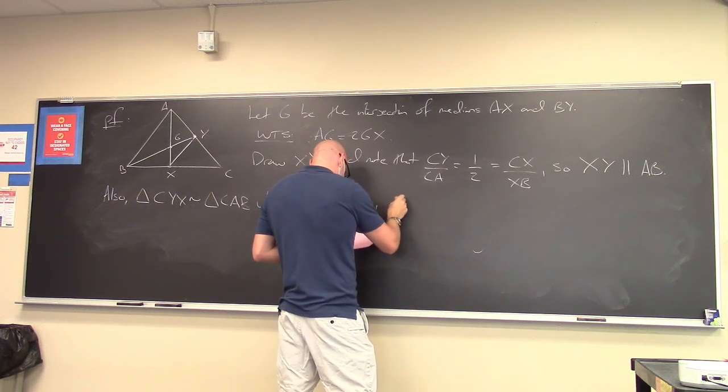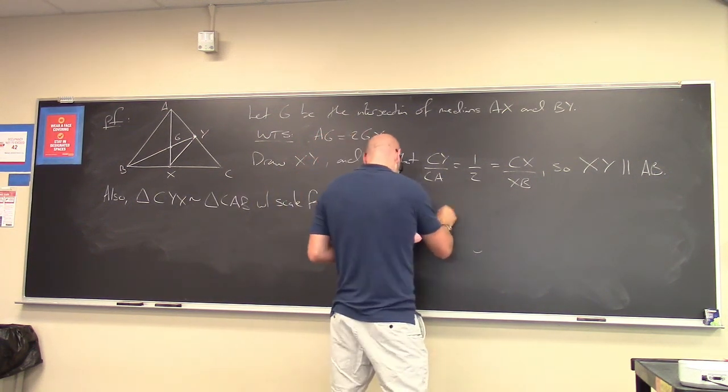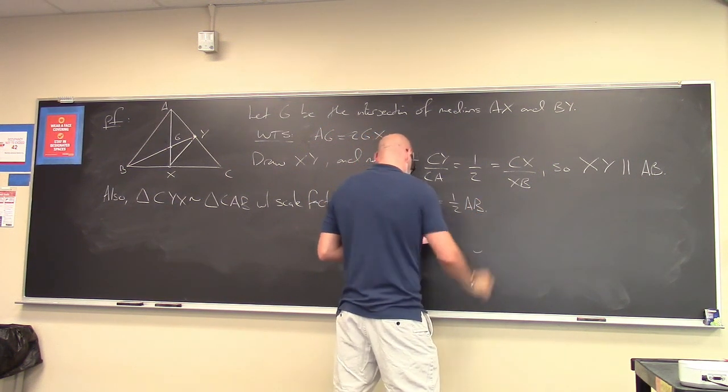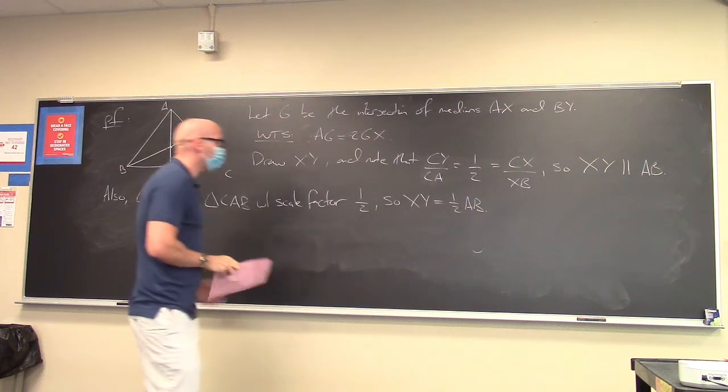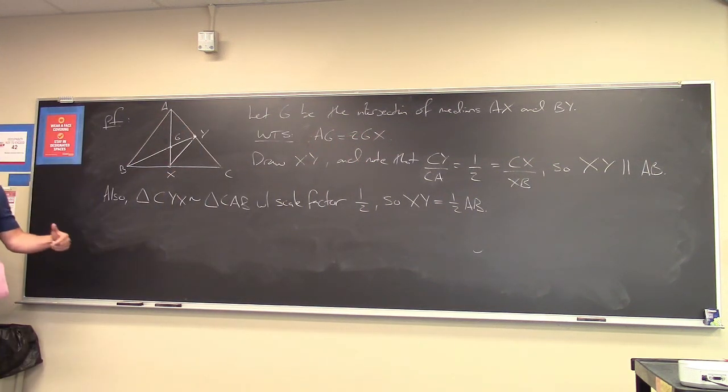Okay, so XY is half the length of AB. Two facts that we'll use later on down the road.